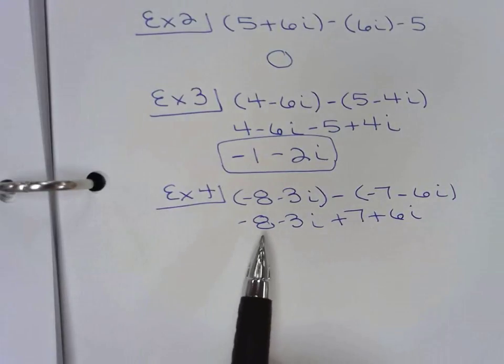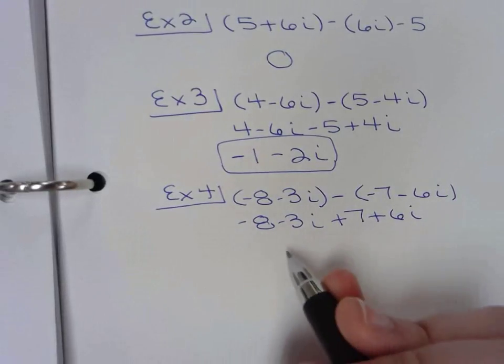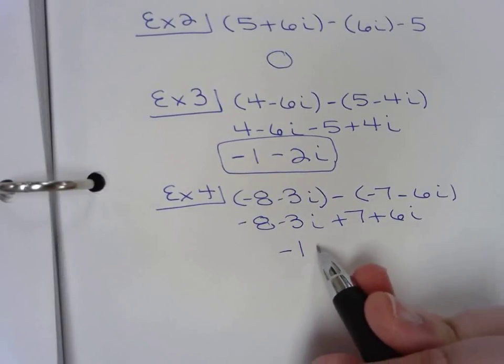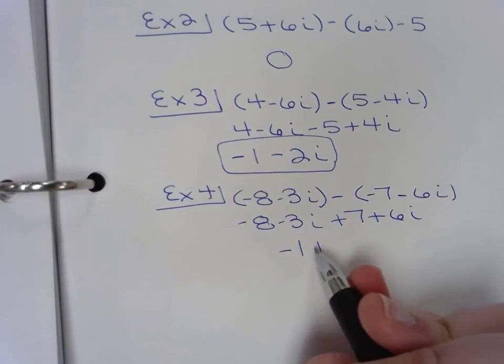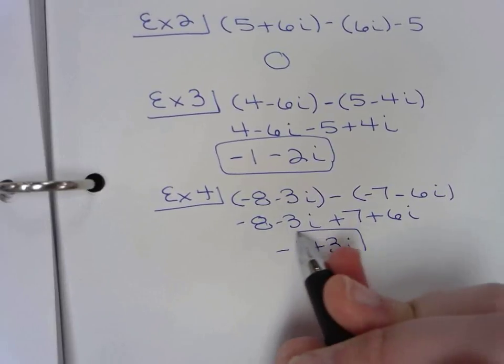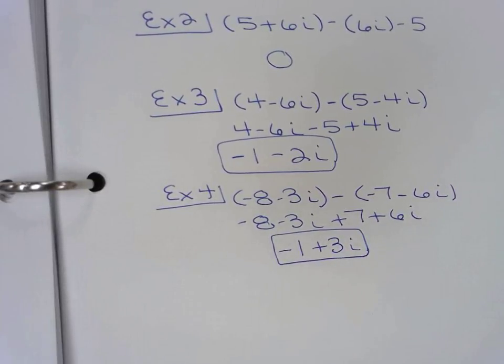Yep, put your real parts together first. Negative 8 plus 7, negative 1. Your imaginary part, plus 3i, and that's it. So it's done the exact same way we've done before with polynomials. Okay, any questions on adding or subtracting?